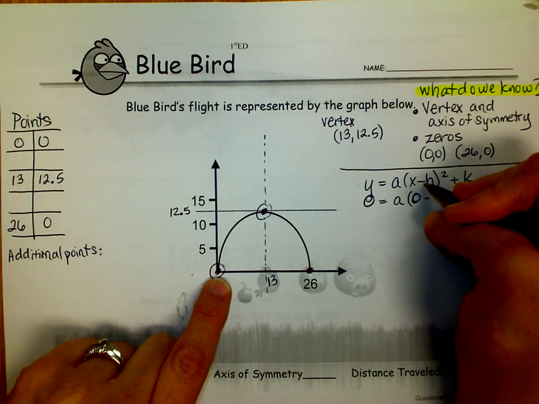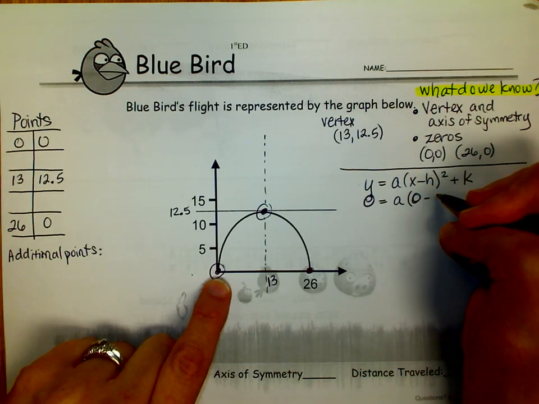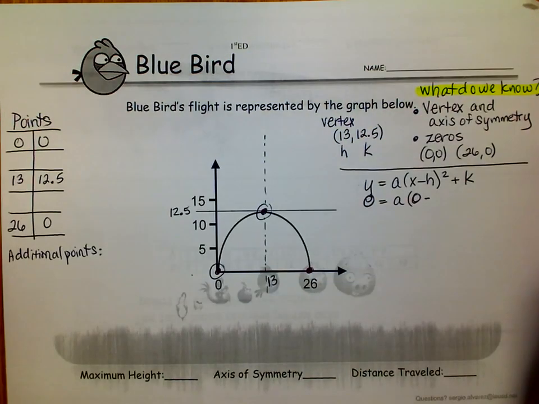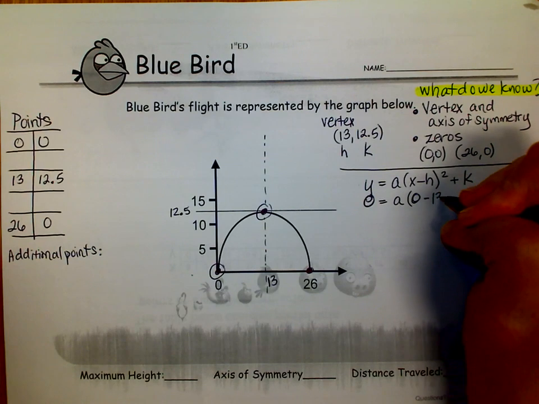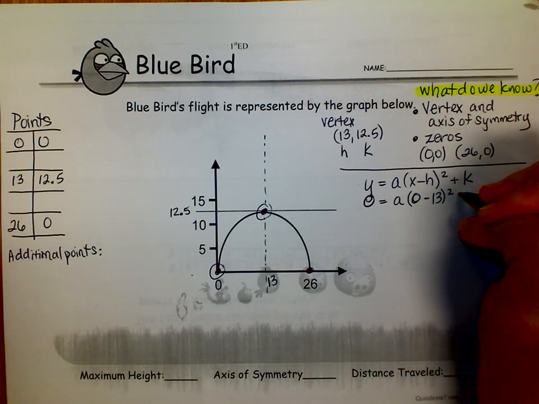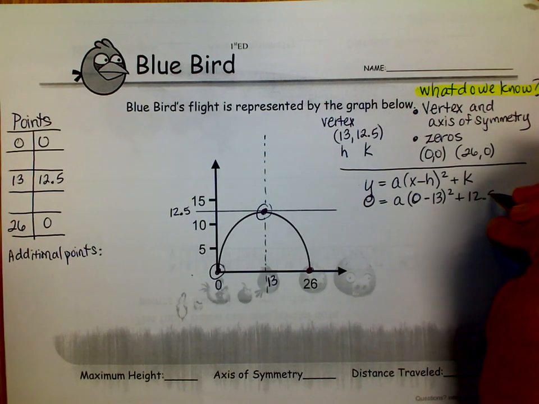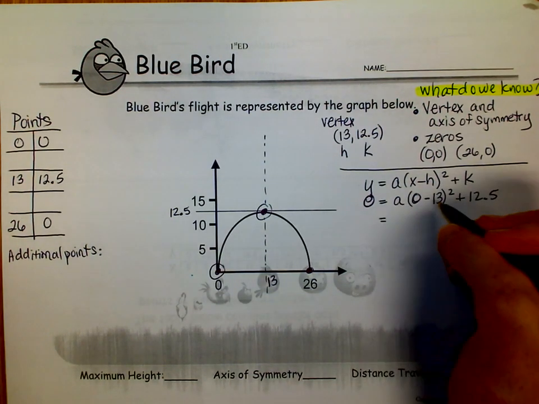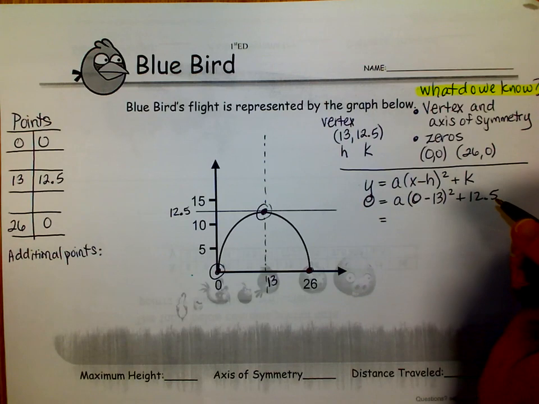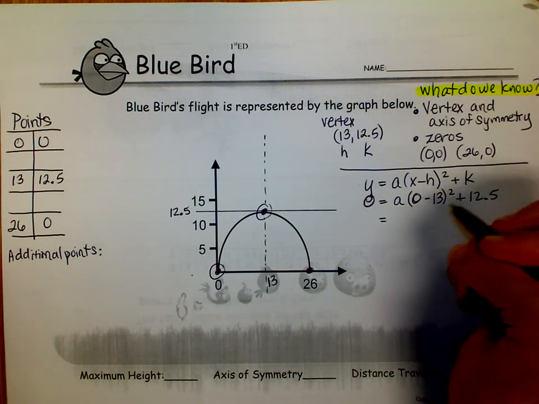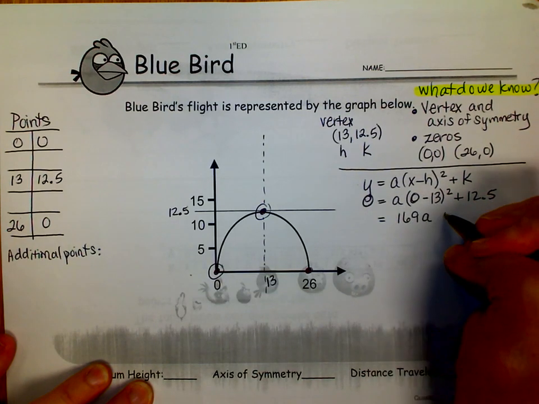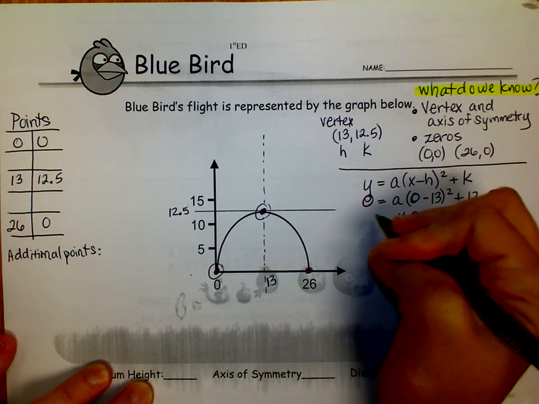And then we're going to fill in the h value. So we have x minus h. Our h value is actually 13. If you look up here at our vertex, remember h and k is the x and the y. So we have 13. And then our k value is 12.5. So we have to do a little computation here. Whenever you do 0 minus 13, of course you get negative 13. Negative 13 squared becomes positive 169. So what we actually have here is 169a plus 12.5, and that's all equal to 0.